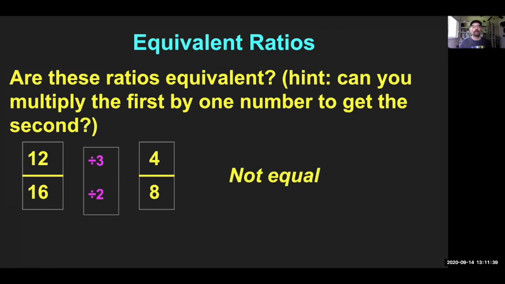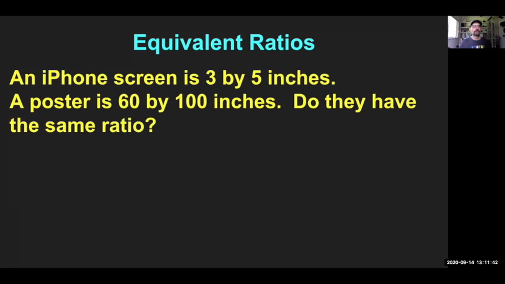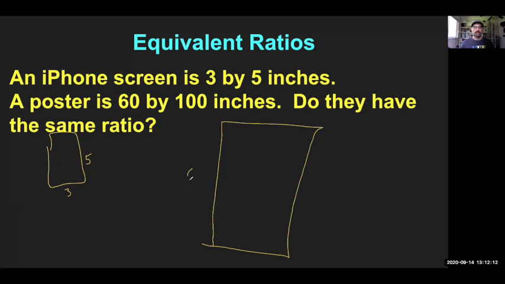Let's look at one more like this. Okay, an iPhone screen is 3 by 5 inches. Let's draw this a little bit here. So if I'm going to draw an iPhone, here's my iPhone screen. Sorry, it's a bad drawing. So that's 3 inches by 5 inches. Let's make believe that's an iPhone screen. Then you have a poster, a really big poster. It's huge, and it's going to be 60 inches by 100.